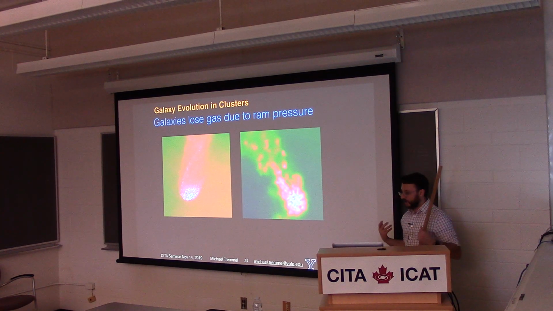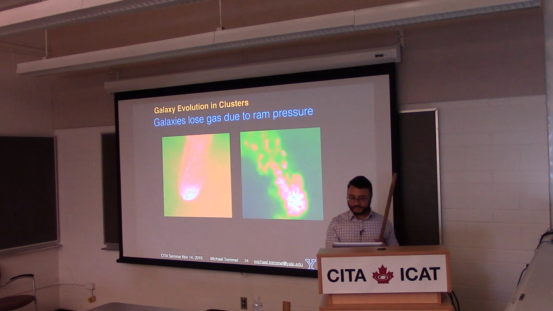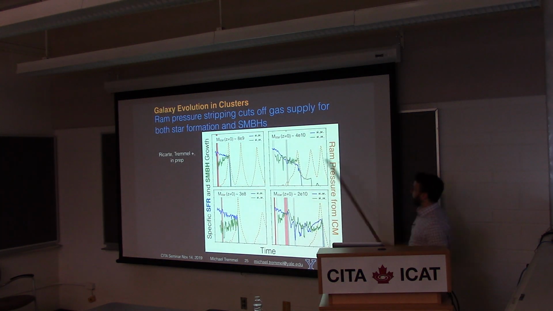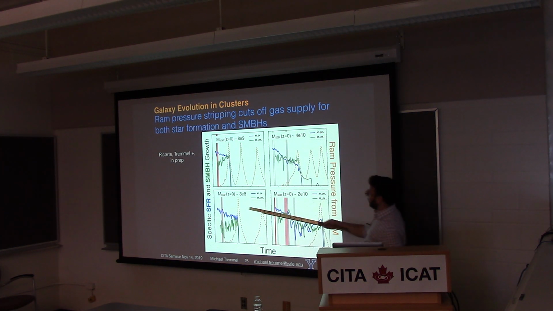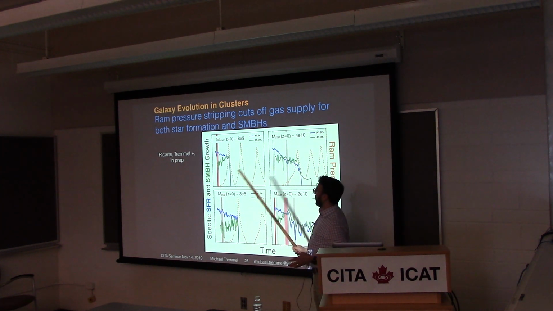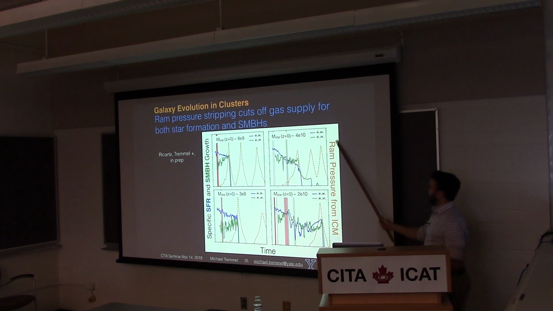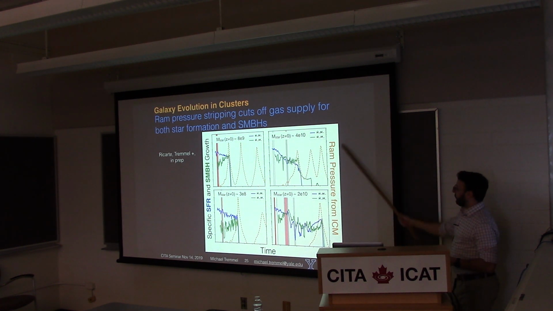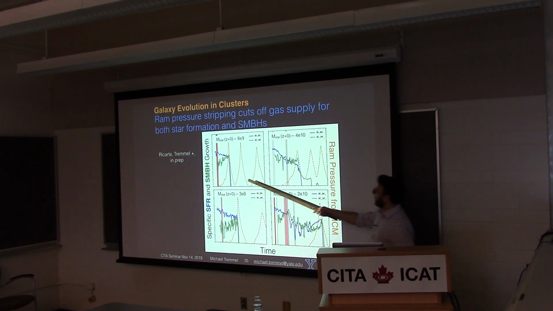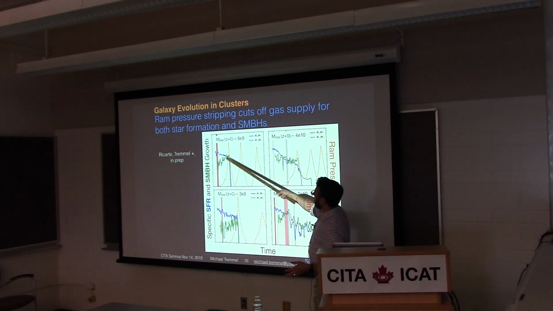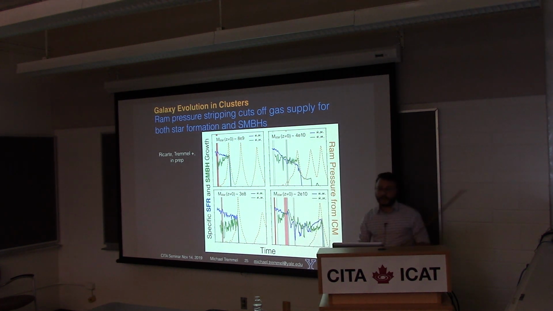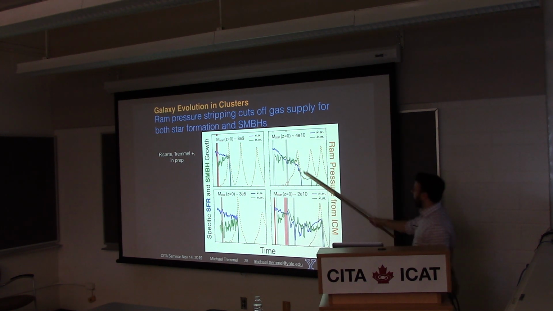But as the galaxy interacts, it's losing its gas. And we can quantify this by looking at the evolution of star formation rate and black hole activity in blue and green respectively as a function of time. And in yellow, we're showing the ram pressure from the ICM. So as the galaxies fall into the cluster, as they reach this first pericenter passage, they all have their gas removed, and star formation and black hole activity decrease rather rapidly over time.